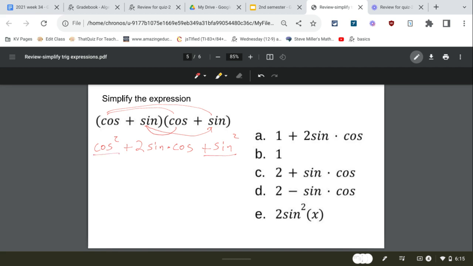All right. I've got a positive sine squared and a positive cosine squared. I can trade that out for a 1. Sine squared plus cosine squared is 1. And then I still have the 2 sine cosine. And I believe that's my answer. Yep, that's it. Option A.